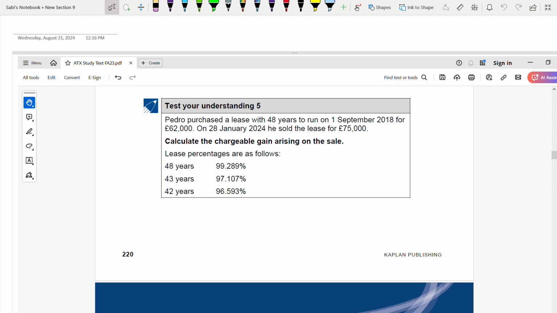Test your understanding 5. You have been given 3 years percentages, 42, 43 and 48. Now, purchased a lease for 48 years with 48 years to run on 1st September 2018 and sold the lease on 28th Jan 2024. Sold the lease for 75,000 and bought it for 62,000. So you just have to deduct the proceeds from the costs. Proceeds, no issue, but with the cost, there is a working to be done. So first we'll do the working.